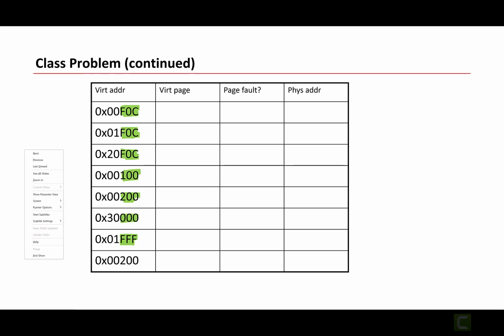So let's determine the virtual page number, which is everything except the page offset. So that would be 0, 0, and so on.